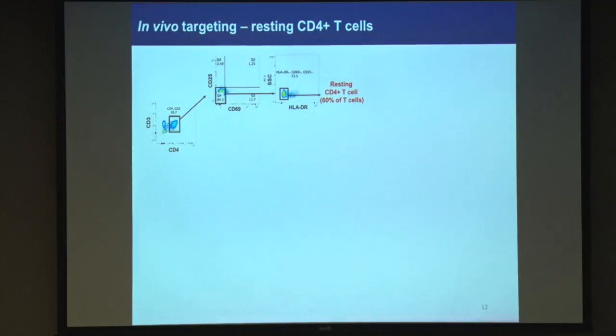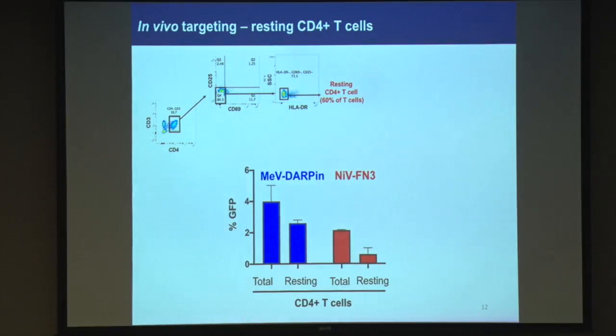So now we're asking the important question of whether these vectors are able to get into resting T cells in vivo, using the activation markers I showed you before. So we identified the resting T cell population, analyzed the GFP expression in these resting T cells, and we found that, yes, both of the CD4 targeted vectors are able to get into resting T cells. And again, we're seeing better transduction with the DARPin measles vector, but it could be because we're just injecting a higher dose during the experiment.